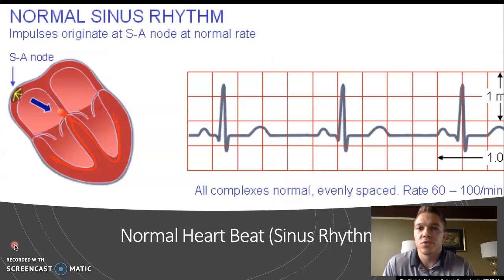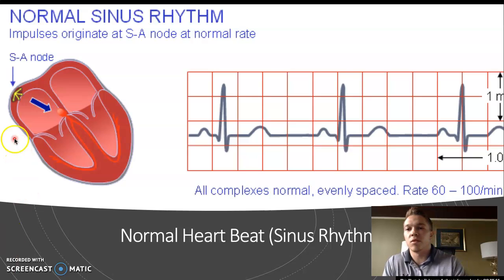So here's a picture of normal sinus rhythm. This is just to give you an example of what exactly happens throughout the heart. You'll see here that the SA node, originating in the right atrium, will send an electrical impulse from the right atrium, depolarizing the atria, to the AV node, which is then sent from the AV node throughout the ventricles to allow the ventricles to contract as blood is filled into them.